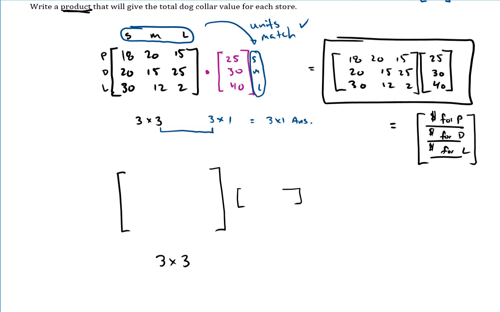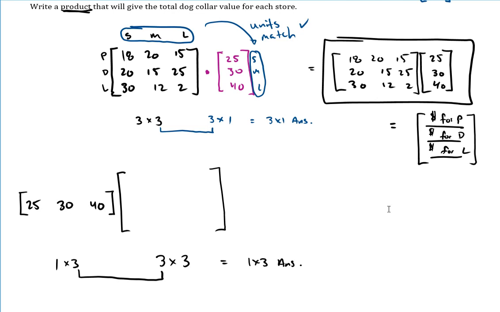Okay, so let me erase that now. So I know the 1 by 3 would not be able to be second. However, I could put it first. And that way, those numbers are the same. Our answer would be a 1 by 3 answer. Okay, so that's nice to know about. And let's go ahead and write that 1 by 3 right here. So the 1 row and 3 columns, so the 25, 30, and 40. And we can label those as our small, medium, and large.